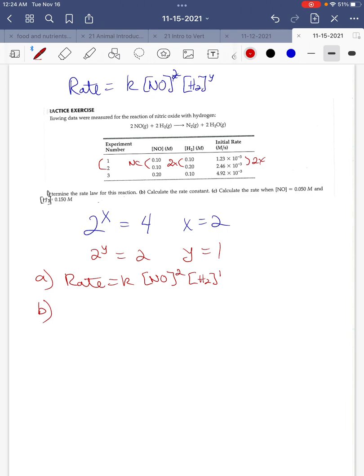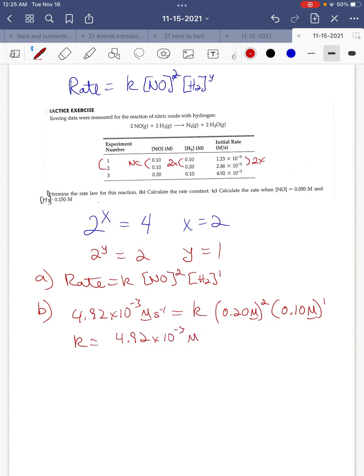To calculate the rate constant, we're going to plug in for any of the 3 experiments, doesn't matter. I'll do, I don't know, let's do the third one this time. So rate, 4.92 times 10 to the minus 3 moles per liter per second, equals K, which we don't know, NO2 concentration is 0.2 moles per liter squared, 0.1 moles per liter to the first.